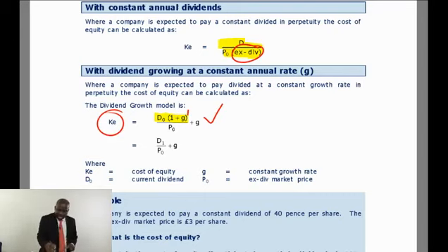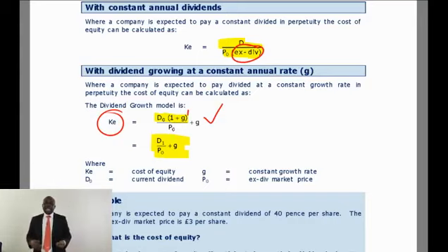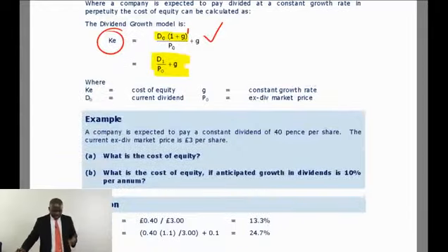So that formula can also be quoted as that, where D1 is the dividend to be paid next year. If the examiner says next year's dividend is 20p and the dividend is growing by 5%, he has already grown it to give me the 20p. So when they say next year, you put it in there, you don't grow it again. So watch out.